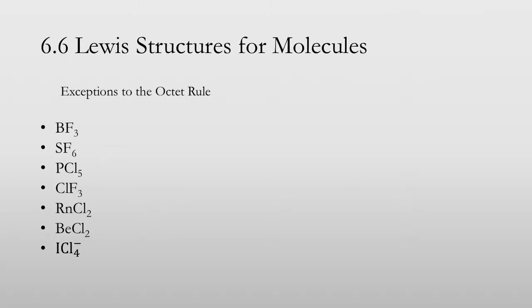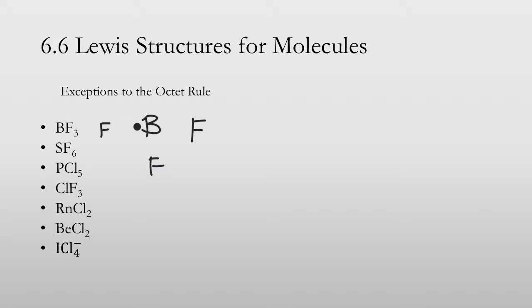All right, exceptions to the octet rule. Sometimes atoms don't have a total of 8, they have less than 8, or sometimes they can have more than 8. But this is not a common occurrence, and there's a good explanation for why they can happen. First one on here is BF3, boron trifluoride. And so boron has 3 electrons around it. The fluorines each have 7.